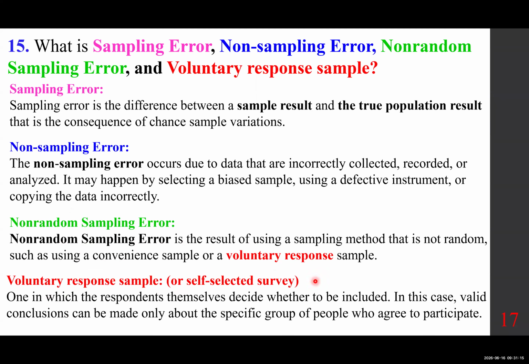Voluntary response sample or self-selected survey is one in which the respondents themselves decide whether to be included. In this case, valid conclusions can be made only about the specific group of people who agree to participate. And by the way, sometimes we have no choice but to send the survey, and those who decide to be a part of it will participate, others won't. So there is really no choice, but nevertheless, it does create some problems as far as the result is concerned.